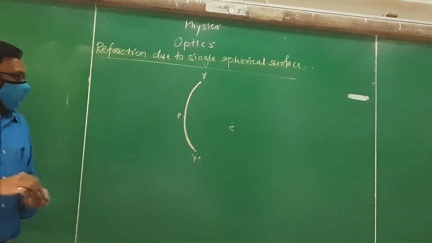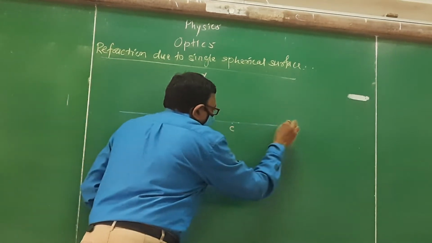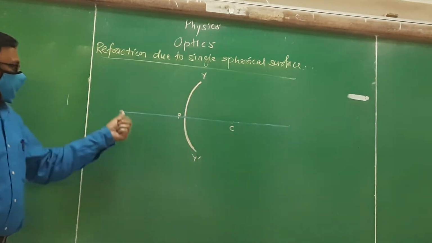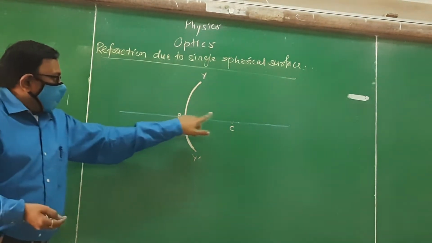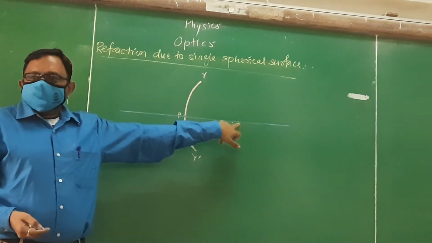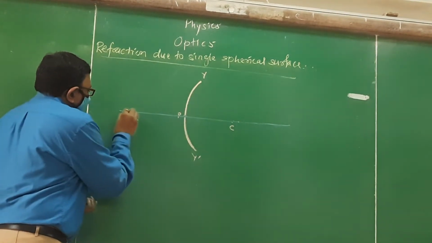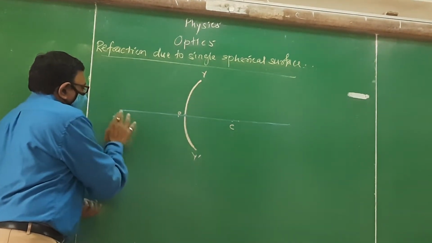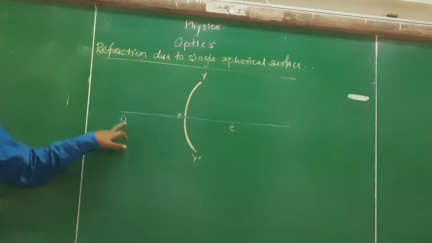A line which passes through this pole and center, can you say the name of this line? Principal axis. The line which passes through the pole and the center is called the principal axis. Here, an object is placed at point O. O is a point object, placed at this point O.